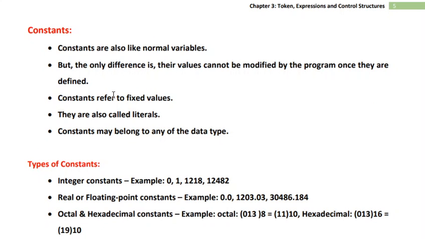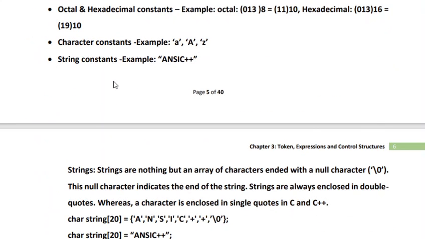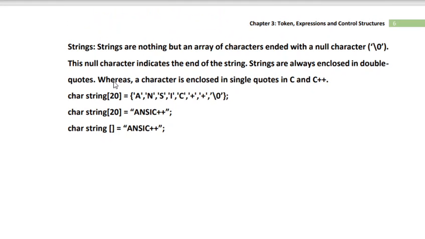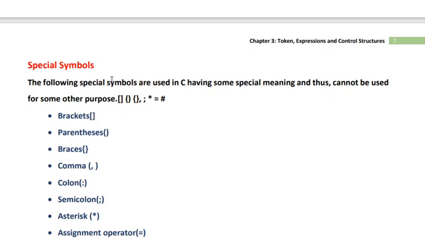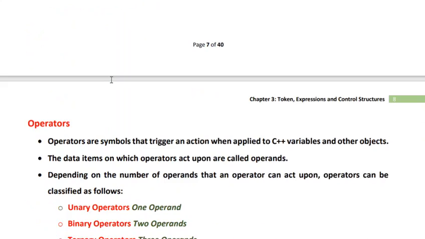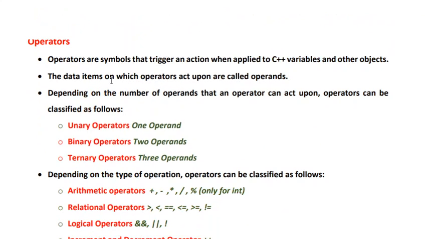We have learned about constants, their characteristics, and the different types of constants. We have learned about the significance of the null character for logically terminating a string. We have learned about the different types of special symbols that are allowed. We have learned about different types of operators. We have classified operators based on the number of operands, and based on the type of operation they perform.